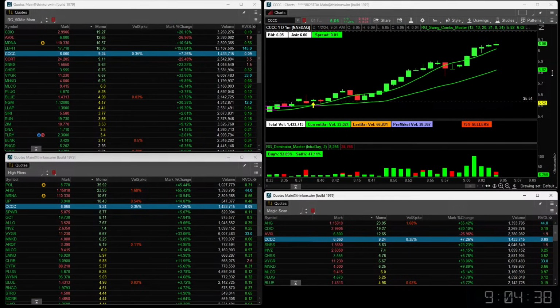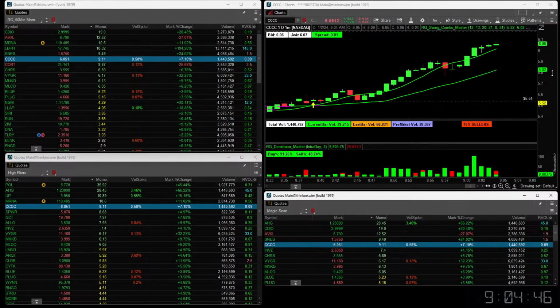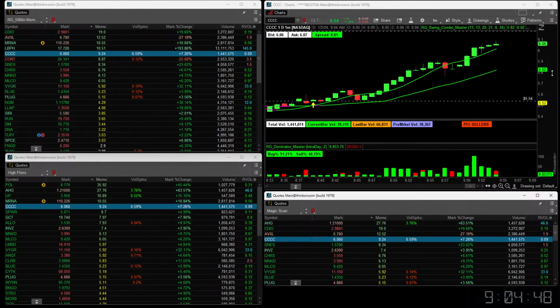MDV, I do play them multiple times if I get the chance. That's why I was watching LBPH for the bounces between the support and resistance levels.